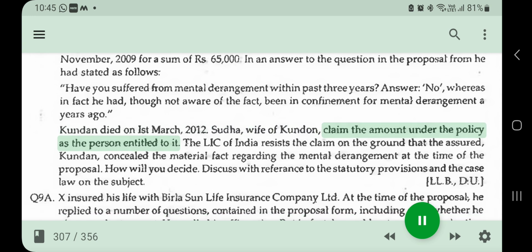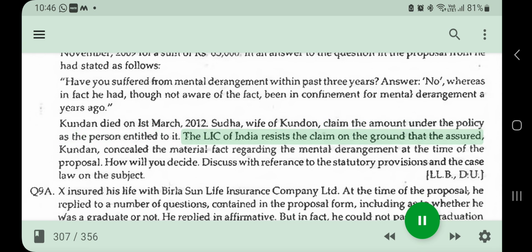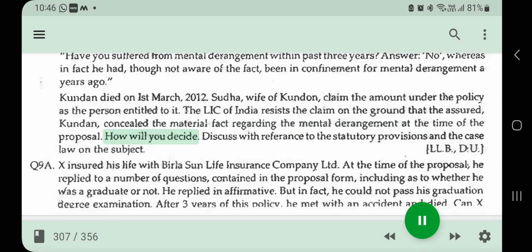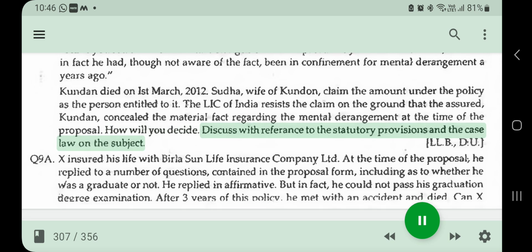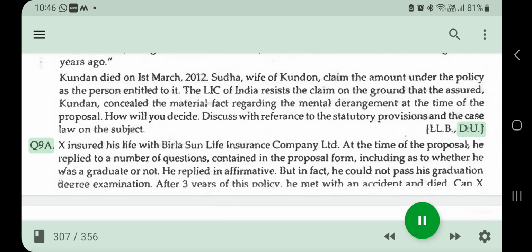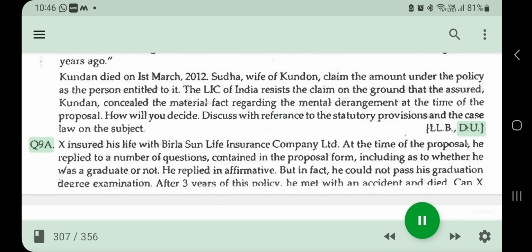Sudha, wife of Kundan, claimed the amount under the policy as the person entitled to it. The LIC of India resists the claim on the ground that the assured, Kundan, concealed the material fact regarding the mental derangement at the time of the proposal. How will you decide? Discuss with reference to the statutory provisions and the case law on the subject.